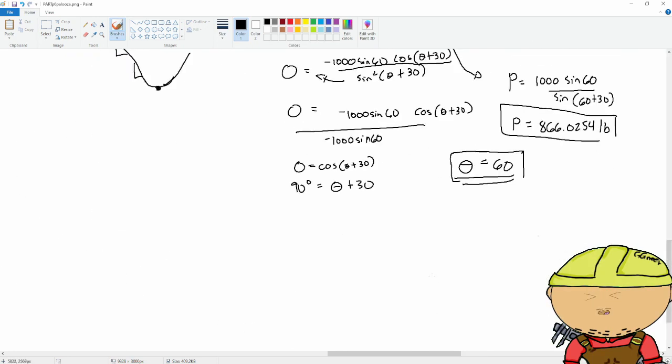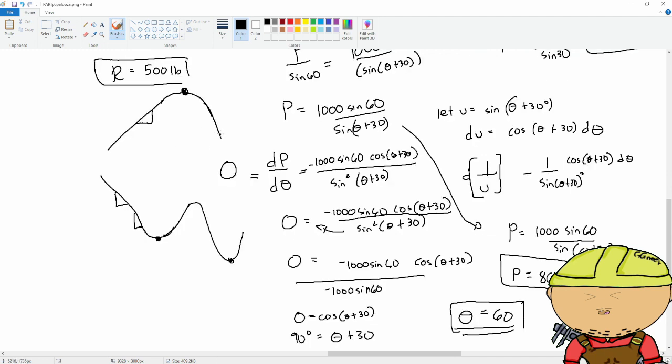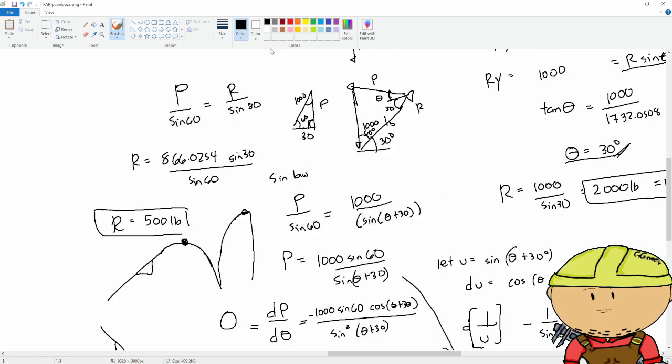Because sometimes a diagram can be like this one. It will have 2 minimum points. Some diagrams will have 2 maximum points. In this case, we only need 1.